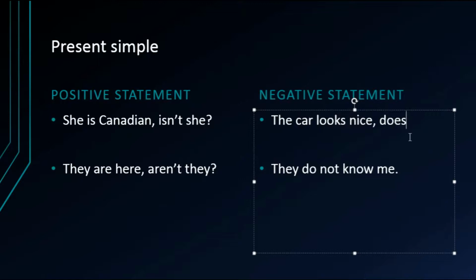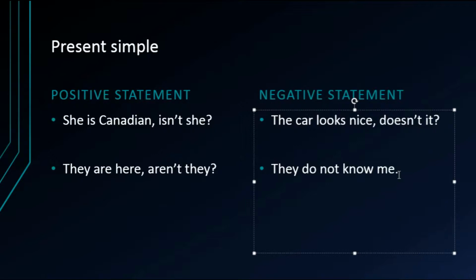The sentence is positive, so I have to have a negative here, not, and the car, right? But I can't say the car. The car is my subject, but I can't add the car. I have to change it to a pronoun, and the car is it, right? So doesn't it? The car looks nice, doesn't it?